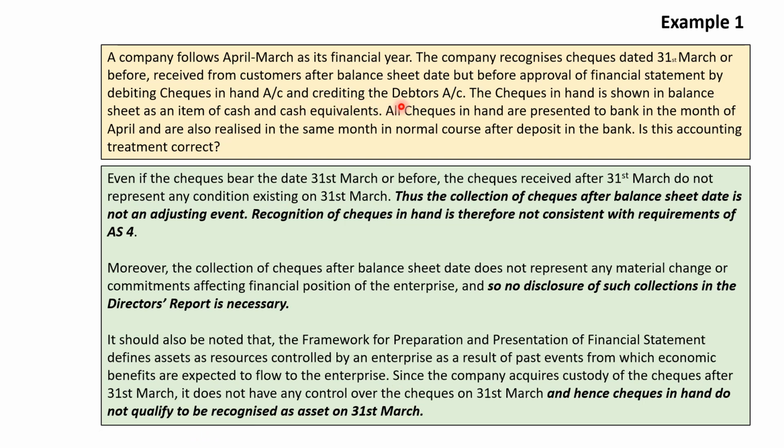So on 31st March you should not have created cheques in hand account. On 31st March you should not have credited debtors account. Debtors account should have been higher and cheques in hand account should not have been there. So this is the treatment which will have to be given. If the accountant is showing extraordinary intelligence, we are required to tell him how Accounting Standard 4 is required to be interpreted.